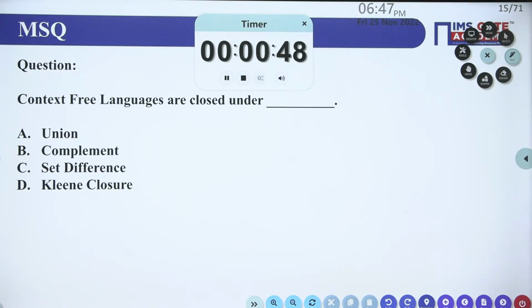Yes, Gagan, you are right. AD is the answer. AD is the answer. Kundan, you are also correct. Abhilash, you are also correct.